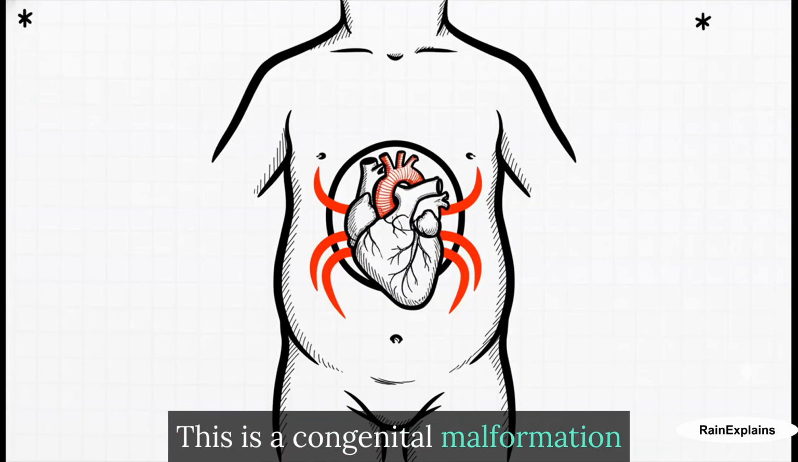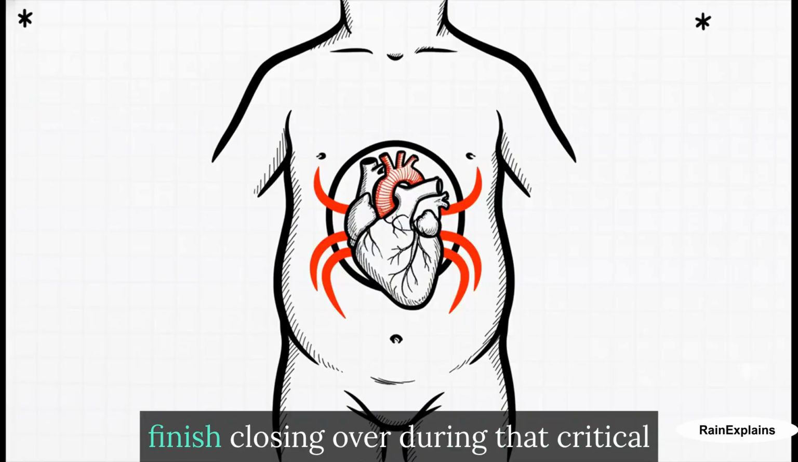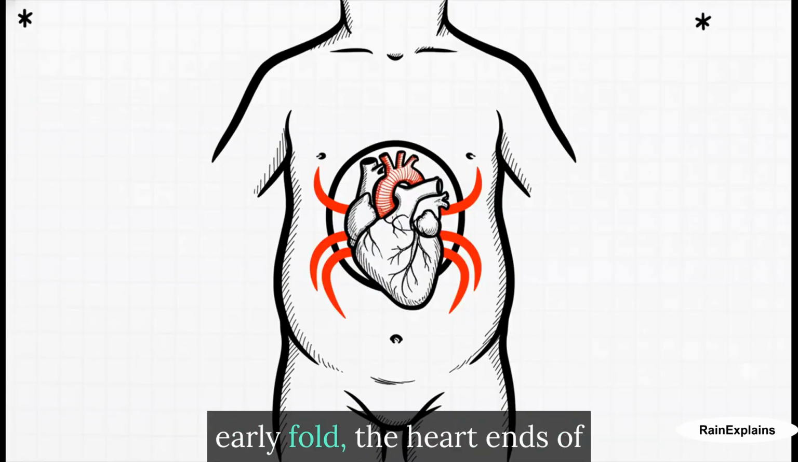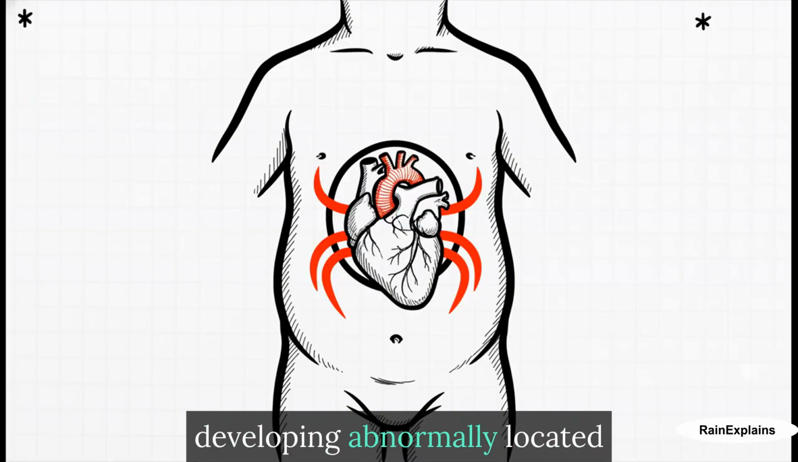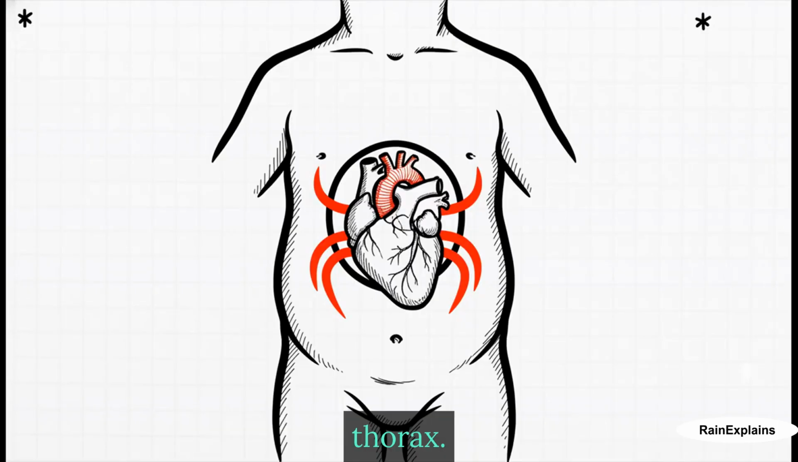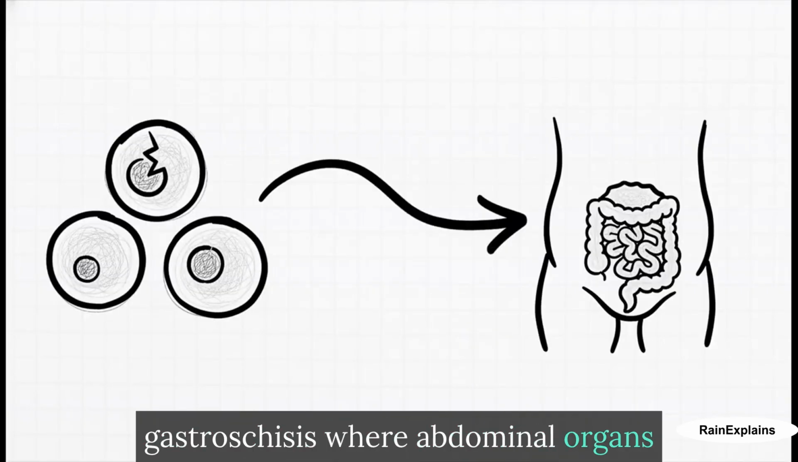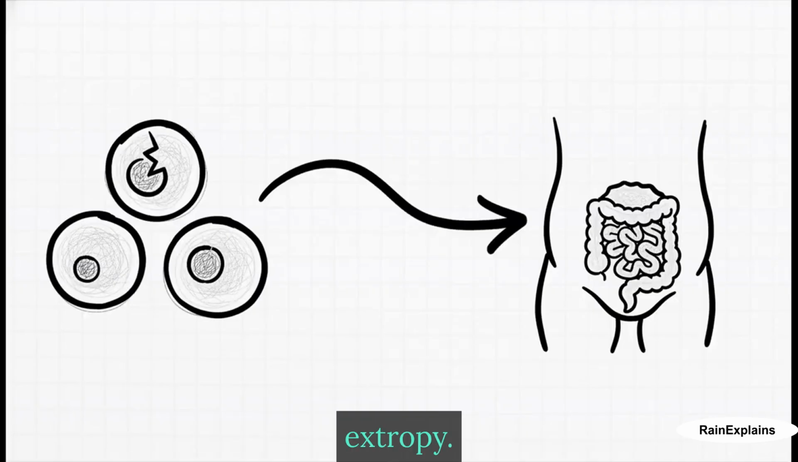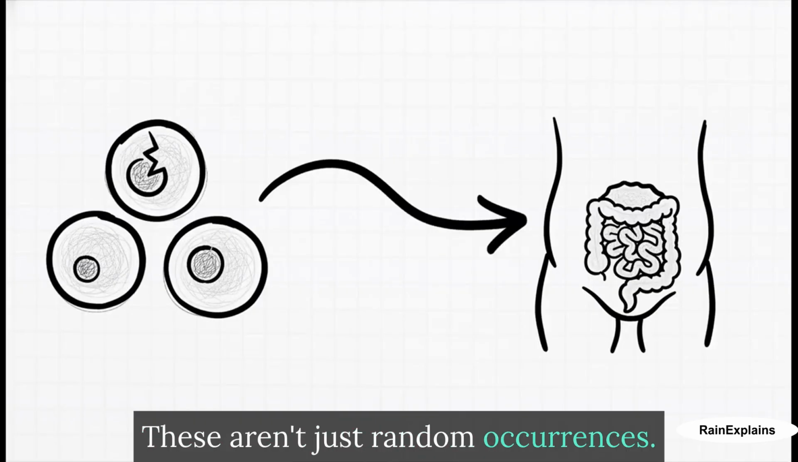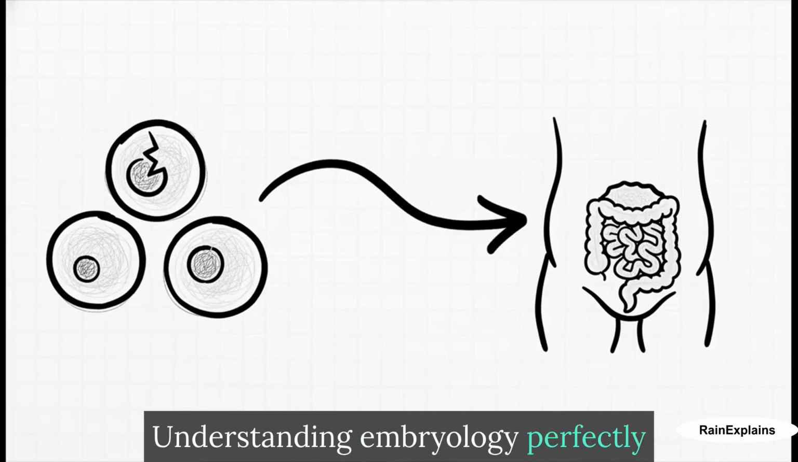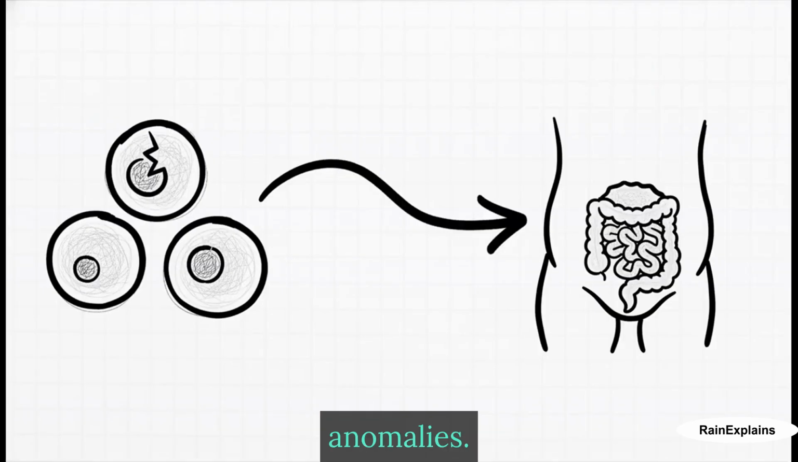This is a congenital malformation where, because the chest wall didn't finish closing over during that critical early fold, the heart ends up developing abnormally, located completely outside the protective thorax. No way, right? It's intense. You also see conditions like gastroschisis, where abdominal organs protrude through the wall, or bladder exstrophy. These aren't just random occurrences. Understanding embryology perfectly explains these dramatic macroscopic anomalies.